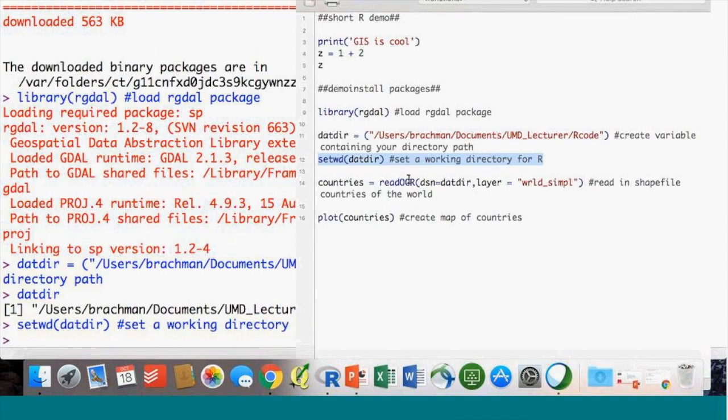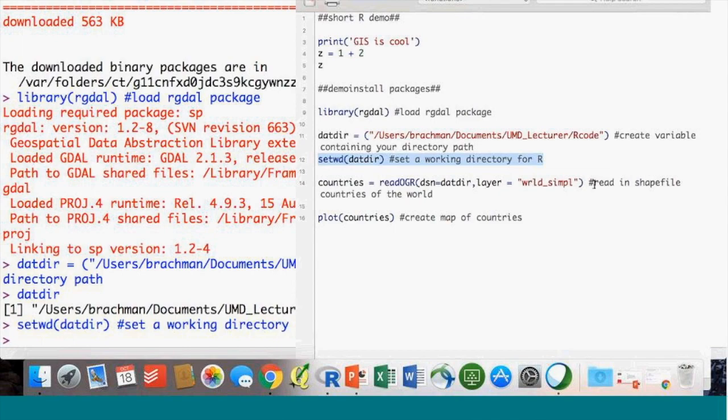We can use this function called readOGR to read in pretty much any type of vector data. That's what you're going to use. I'm pointing it to the directory that I want it to look in, because this command can look in a lot of different directories. If you think about the process of reading in data, it could live in a lot of different directories. So this command won't automatically assume that your working directory is where to look. And then you just give it the name of the layer that you want to load.